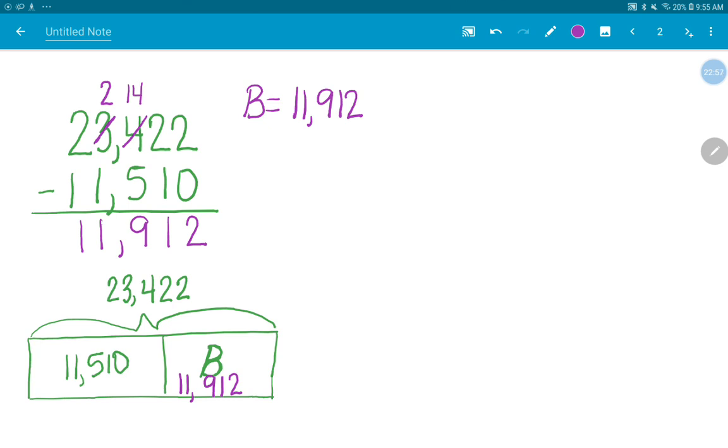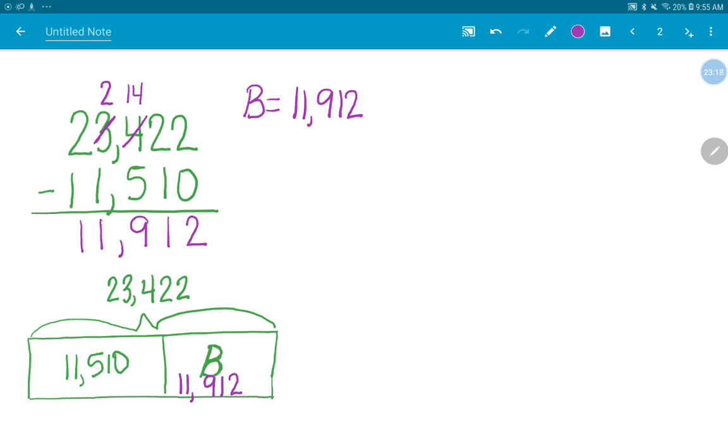So is subtraction hard? Nope. Is it easy to get in a hurry and mess up? Yes. That's what happened to me. So take your time when you're subtracting, just like anything else. You're going to take your time and make sure that what you're doing makes sense.